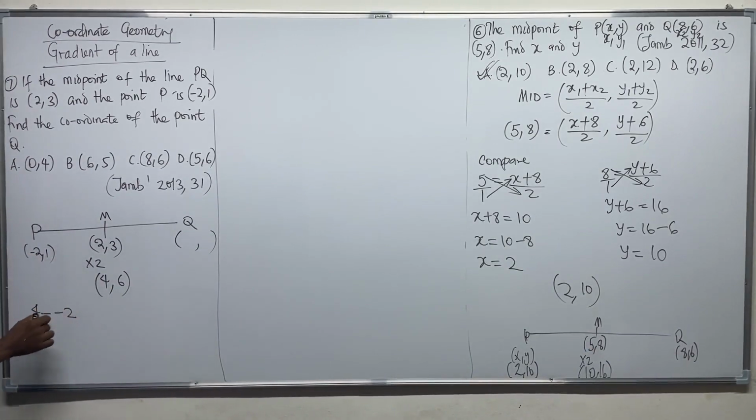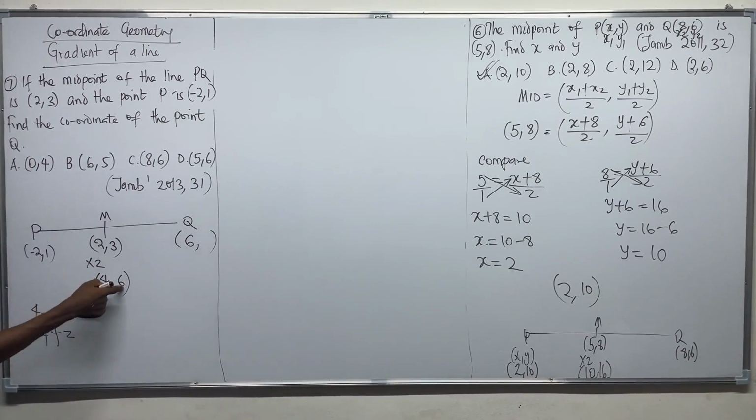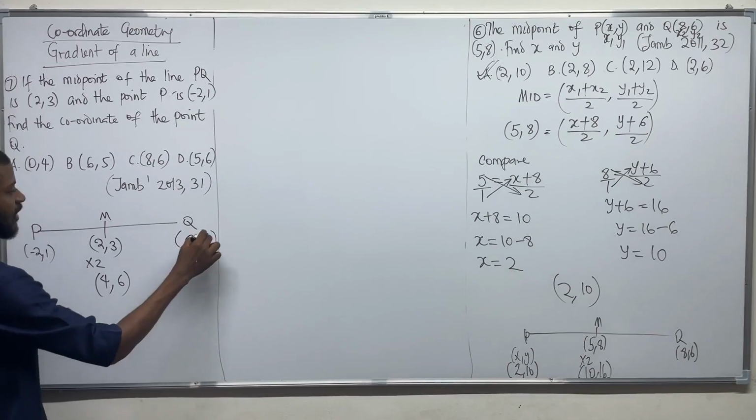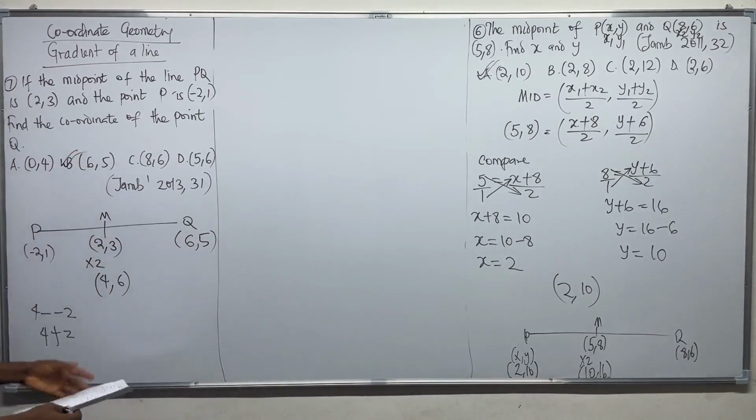4 minus minus 2. Two minuses make a plus. So 4 plus 2 is 6. So this is 6. Next, this is 6. 6 minus 1 is going to be what? 5. So the answer is just B, 6, 5. That's what the answer becomes.